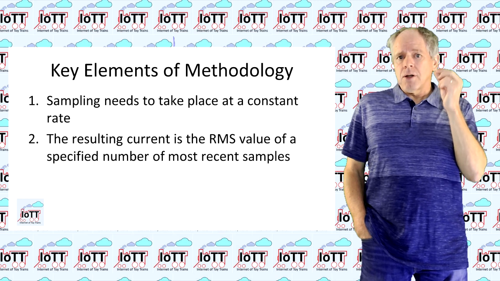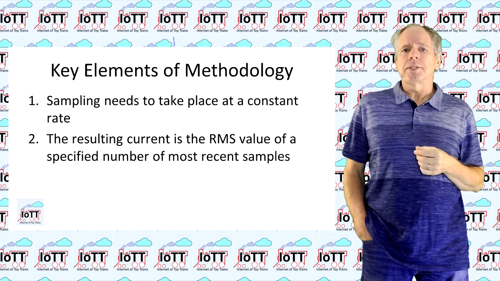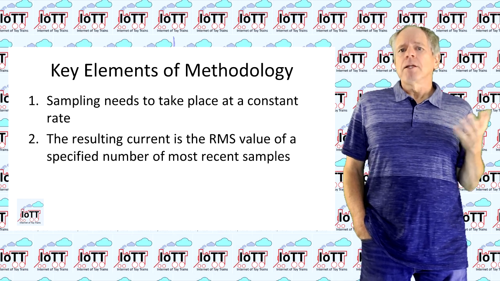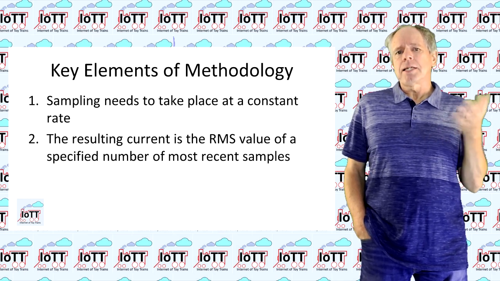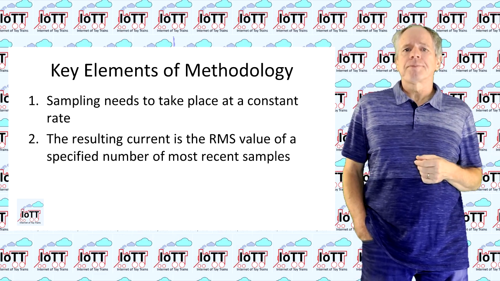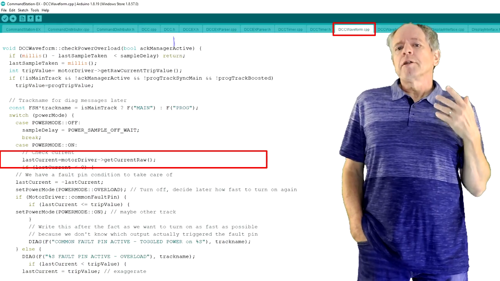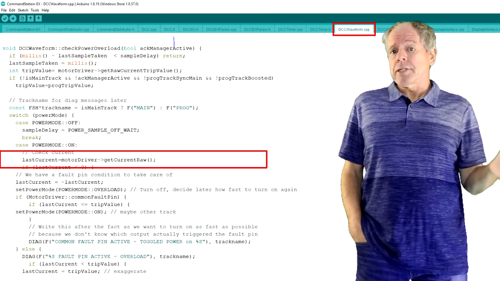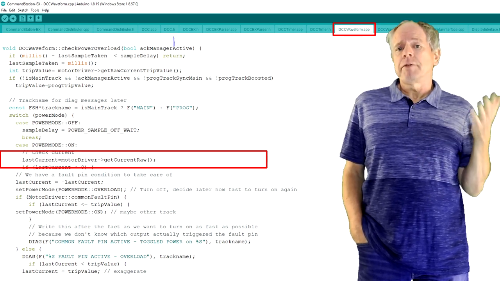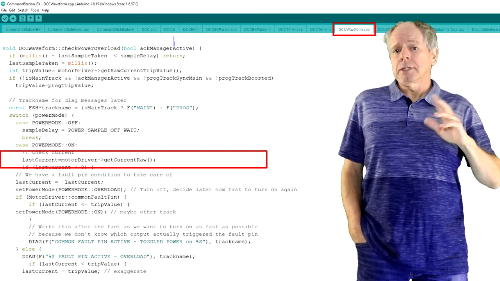And second, the resulting current is the RMS value of a specified number of most recent samples. Meaningful results start with consideration of about 30 samples. The more samples that are considered, the higher the stability of the result, but at the cost of slower reaction to changes of value. That's it, so let's now think about the implementation. The first challenge, to do the sampling with a constant rate, is more or less solved by the DCCX implementation, which samples the track current of both the main and the prog track every plus minus 100 milliseconds.